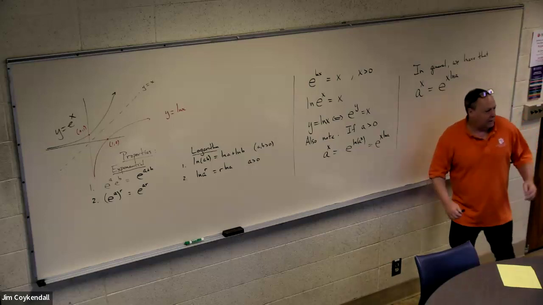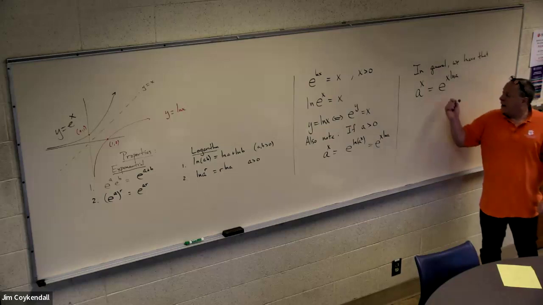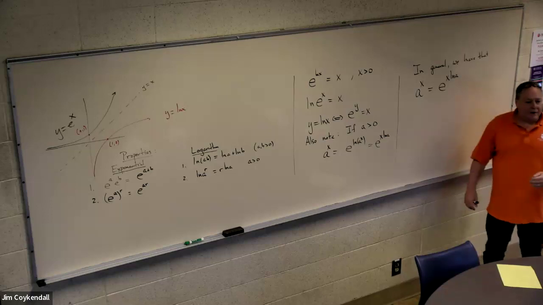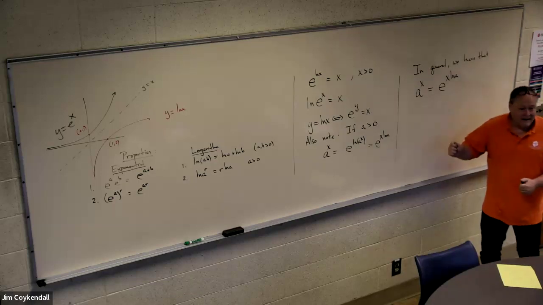How many of you have an e to the x button on your calculator? So you can put in a number. How many of you have a calculator that has a 2 to the x button? Probably don't. How many of you have a pi to the x button? Or a square root of 2 to the x? You probably don't. Why? Because you don't need it.